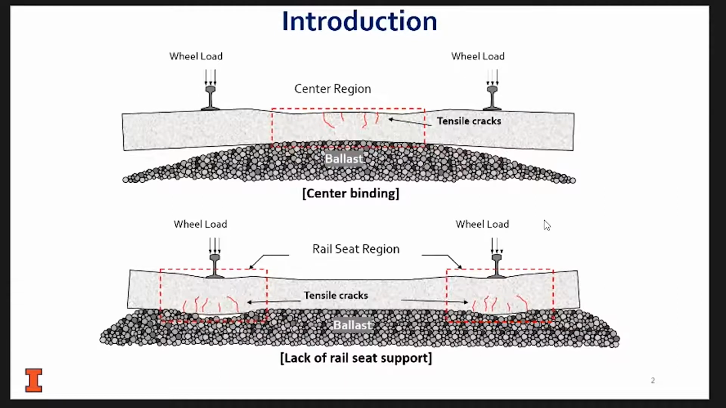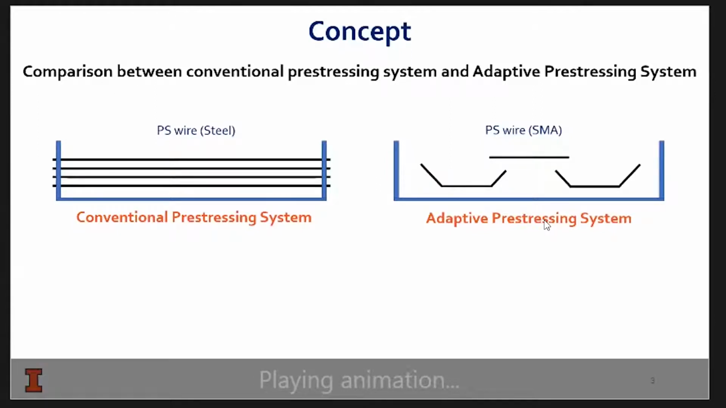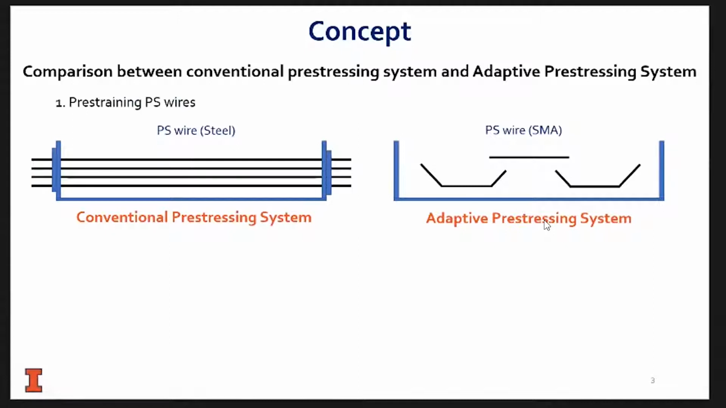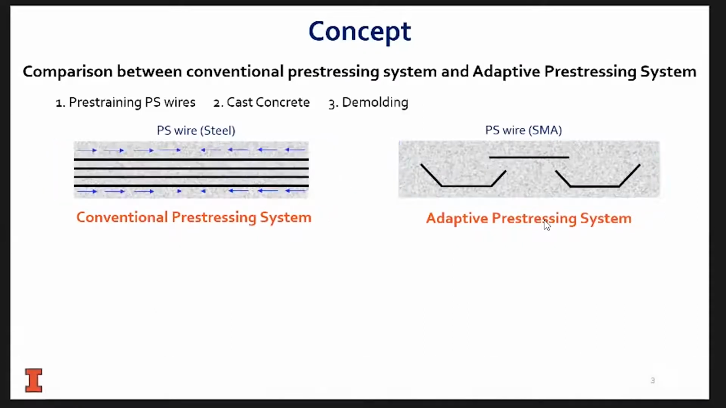However, when you look at the actual way we pre-stress the ties, on the left, we typically have pre-stressing strands or wires, right? They run from one end of the tie to the other, pretty much throughout the entire depth. We pre-strain them, and then we cast the concrete. When the concrete sets, we release the wires. So basically, it applies the pre-stress.